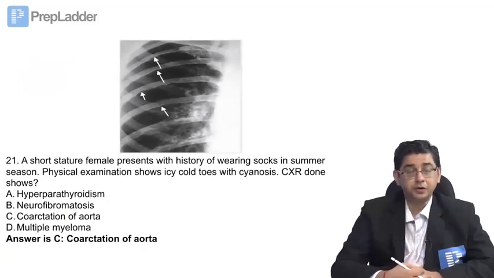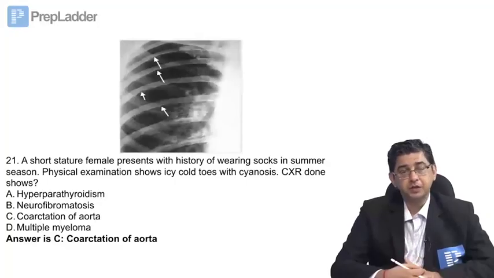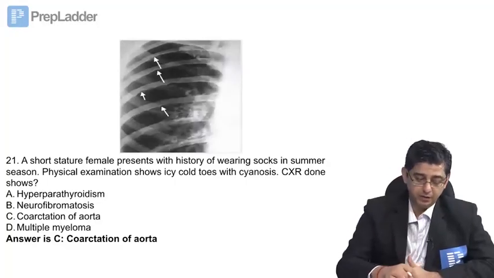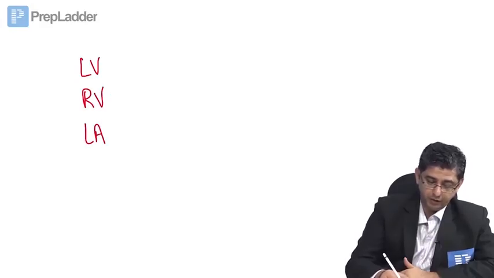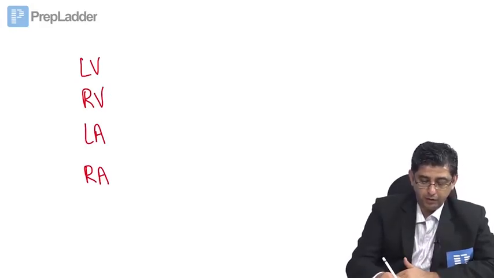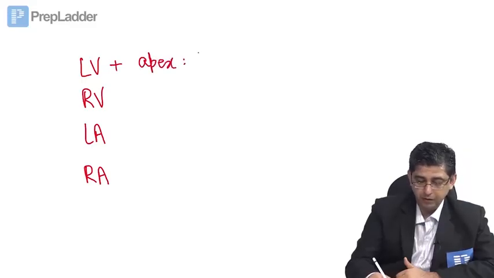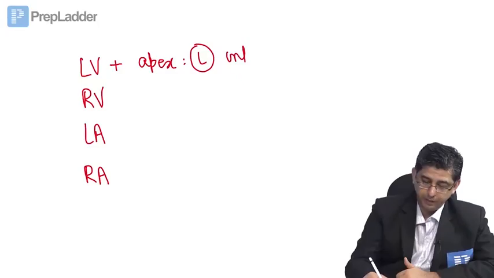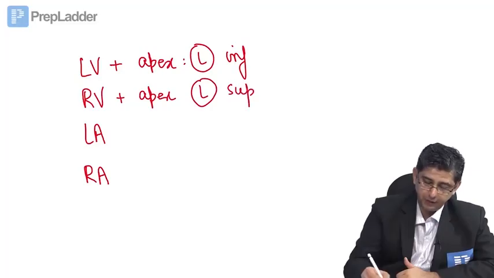So coming to the next question, the previous representations were mainly for the cardiac enlargements in the patient. What I have taught you is left ventricular enlargement, right ventricular enlargement, left atrial enlargement, and right atrial enlargement. In left ventricular enlargement, mainly remember that the apex of the patient will be displaced laterally and inferiorly. In right ventricular enlargement, the apex will be displaced laterally but also superiorly.